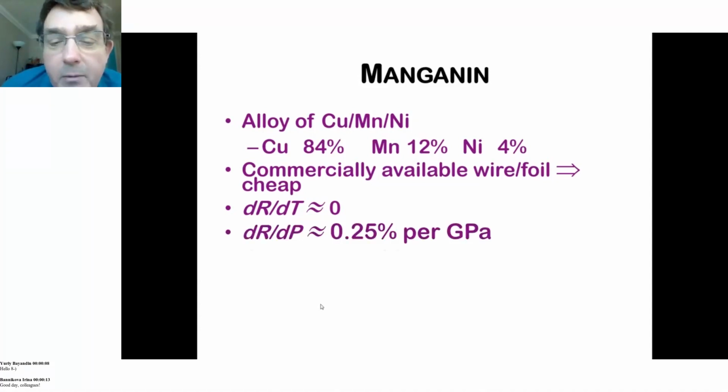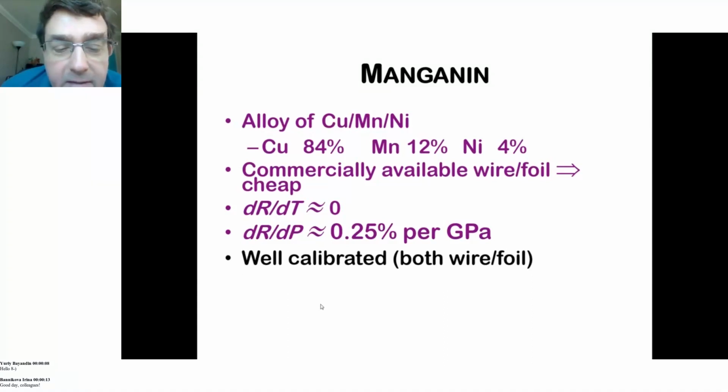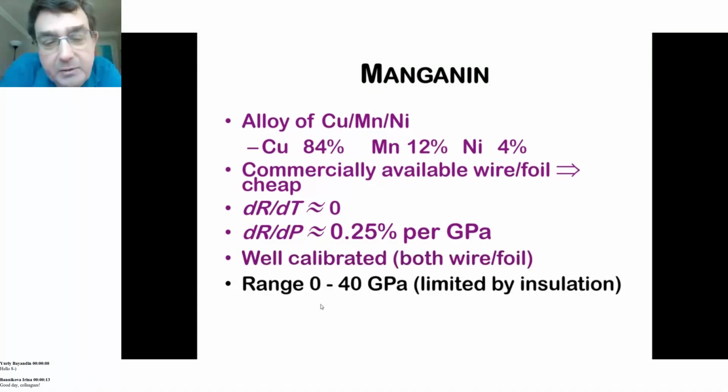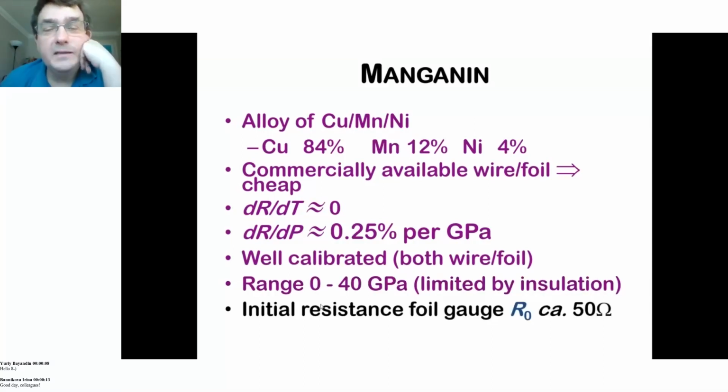It's well calibrated, both as a wire and a foil. And its operating range is generally between 0 and 40 gigapascals. The thing that limits its usage is the breakdown of the polymer. The polymers become conducting at these higher stresses. And you can buy them in a number of shapes and sizes, and generally you aim for a gauge resistance of 50 ohms. Why 50 ohms? Because a lot of electrical devices have electrical impedances and termination impedances of the order of 50 ohms. It's a fairly standard industrial device setting, so 50 ohms is a good value.